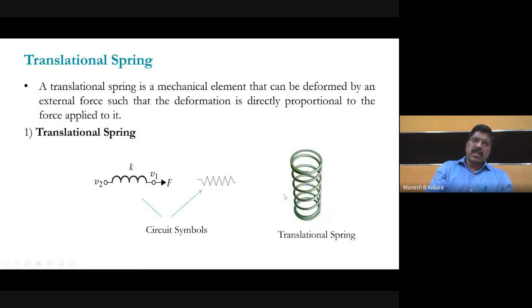So this is the actual translational spring, and the circuit symbol is like this, where it has two ends, one is V2 and another is V1. If you apply force on any end outward, definitely the spring will get stretched. If you apply force inward, then the spring will get compressed. But when you release that force, it will come back to its original position.